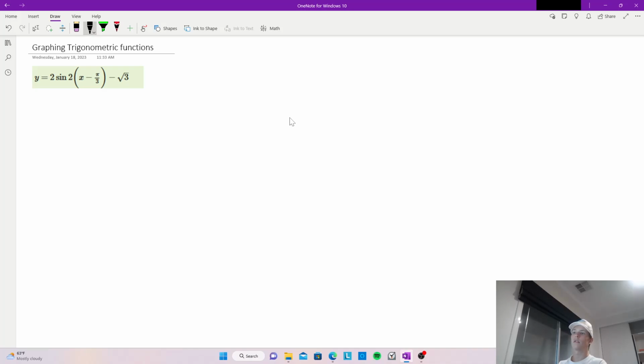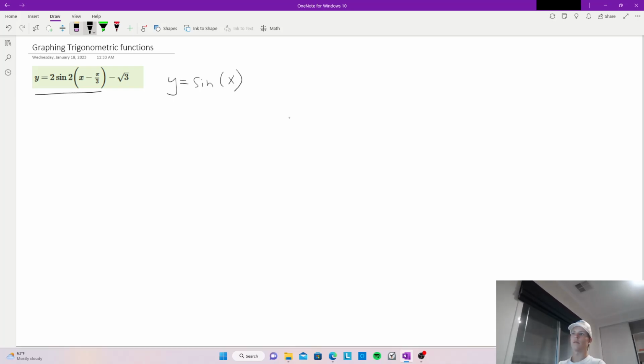So this graph here is clearly a sine graph. You can see it says sine right there. So we know that it's some sort of transformation of the graph y equals sine x. And it's just got a bunch of transformations done to it to get it into this form here. So just by inspection, looking at the graph, we can find out a couple of things.